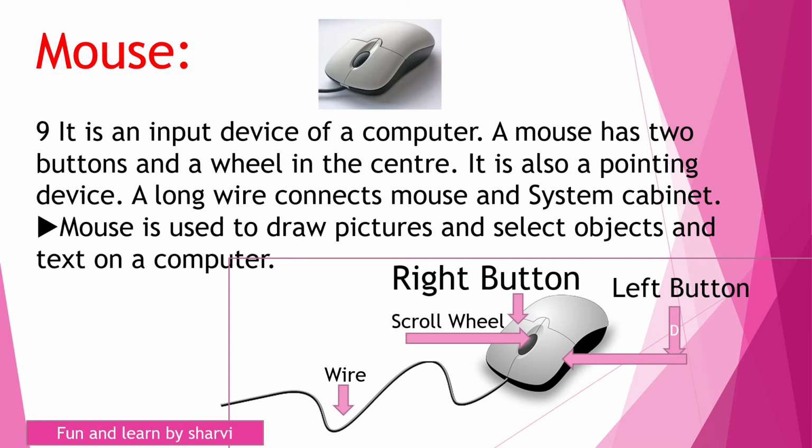Mouse has two buttons, right button and left button, and scroll wheel in between those two buttons, and it has a wire which is connected to the system cabinet.